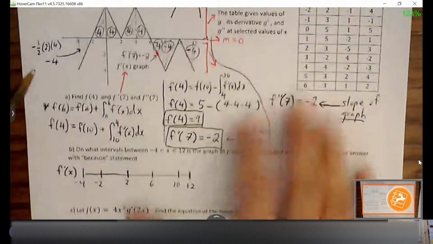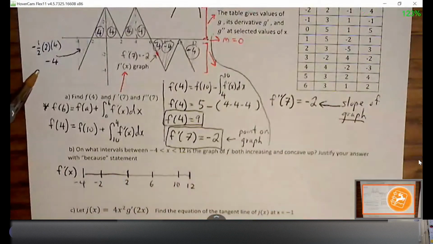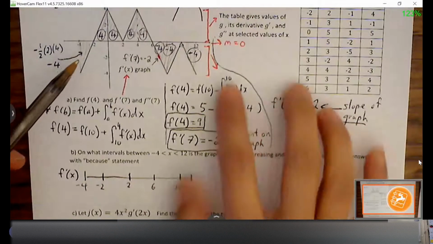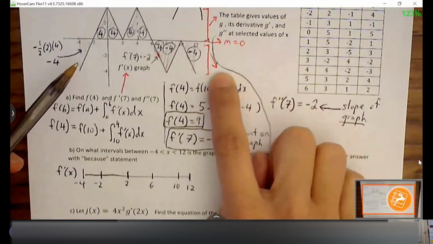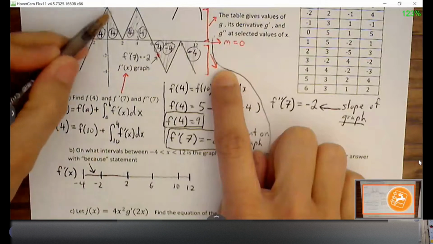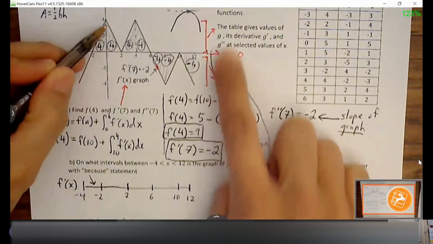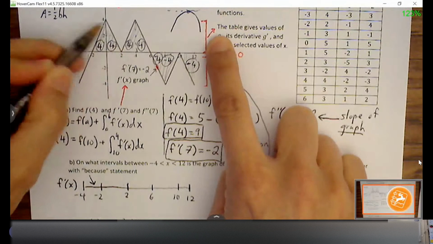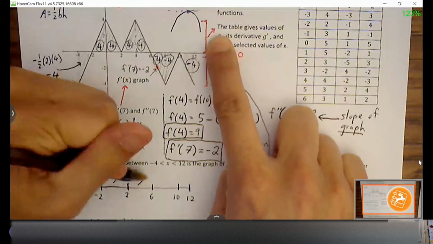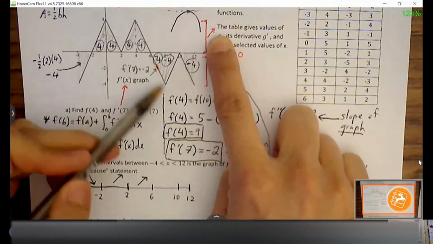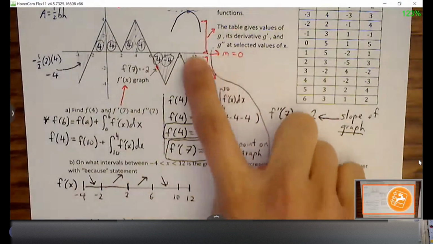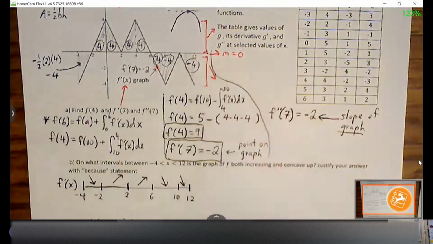And then we just gather whether the region is above or below the x-axis in those intervals. So from -4 to -2 corresponds with negative because it's below the x-axis, negative slope. And then positive slope because these are all above the x-axis. From 2 to 6, still above the x-axis. From 6 to 10, below the x-axis. And then from 10 to 12, below the x-axis.